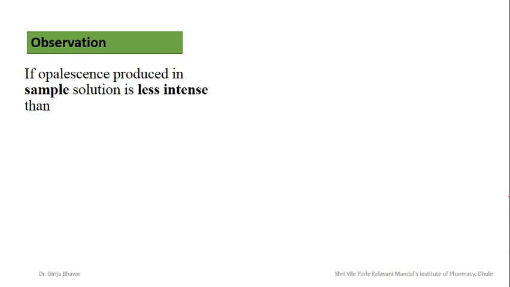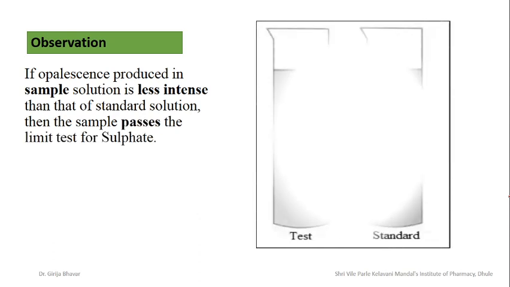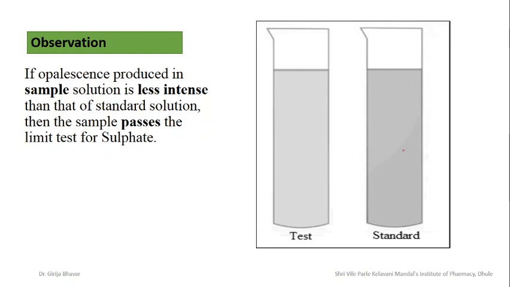If the opalescence produced in the sample solution is less intense than that of the standard solution, then the sample passes the limit test for sulfate. So if the opalescence in the test solution is less than that of the standard, then the sample passes the limit test for sulfate.